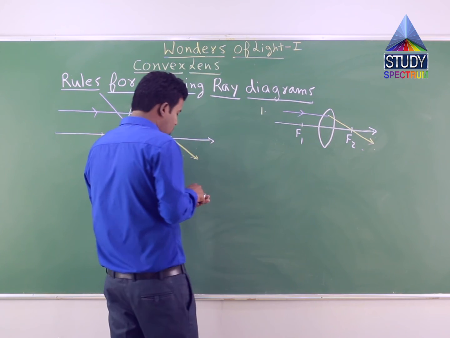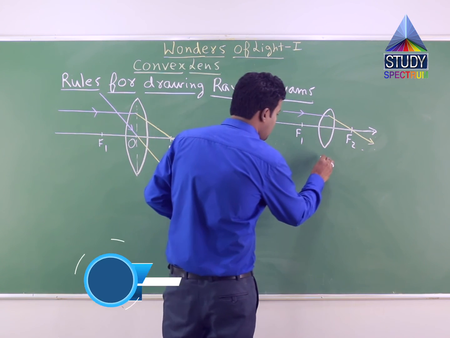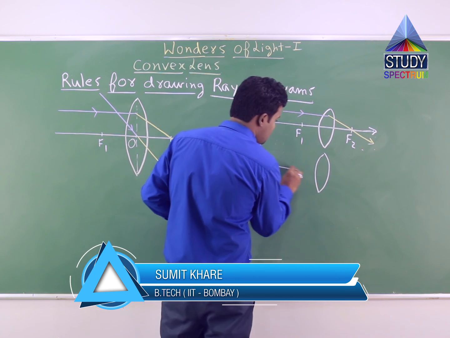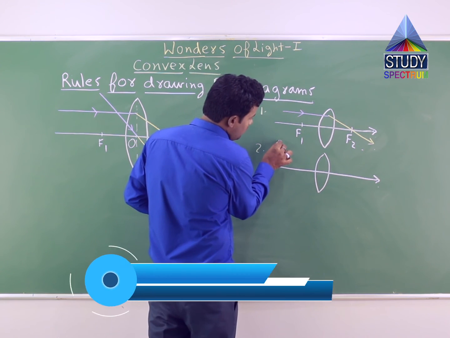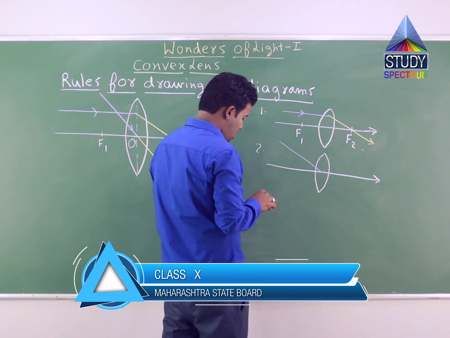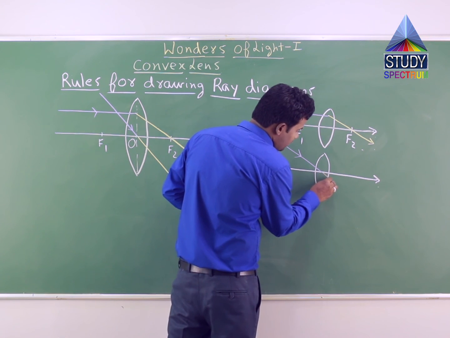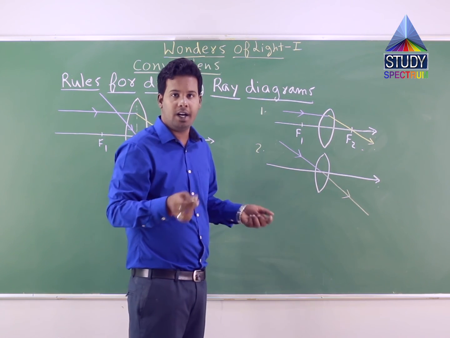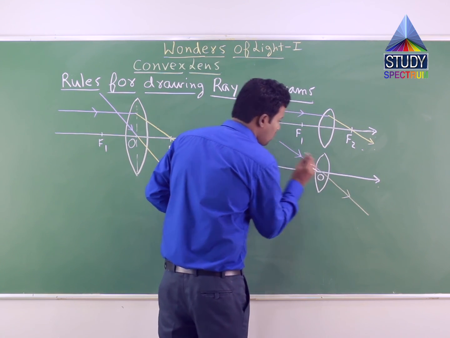So if I write rule number 2 over here, the rule number 2 is if this is your lens and this is your principal axis, and if the incident ray is going to hit or going to pass through optical center O, this blue line, then it will pass through the lens without showing any sort of refraction. It means it will not bend, it will not deviate from its path. This center is optical center O.